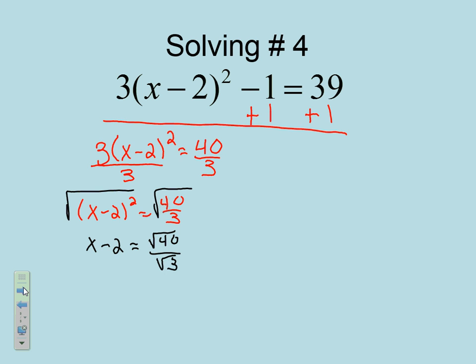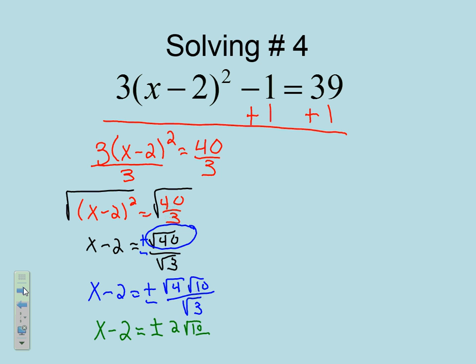Now, I can't have this square root of 3 on the bottom, but first thing I'm going to do to make life easier for us is we're going to simplify square root of 40. So I'm going to have x minus 2, oh, I'm sorry, you guys, that was minus, equals plus or minus. Now 40, the greatest perfect square that goes into 40 is square root of 4, square root of 10, all over square root of 3. We're going to simplify this, and we're going to get x minus 2 equals plus or minus 2 square roots of 10 over the square root of 3.